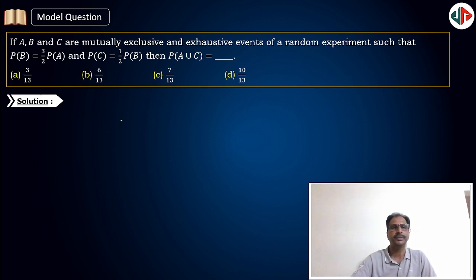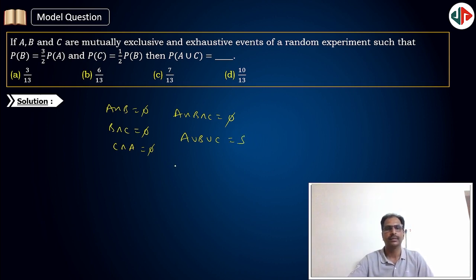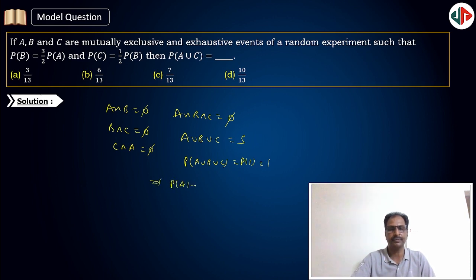Next, A, B, C are mutually exclusive and exhaustive, which means intersections are null sets. A intersection B is a null set, B intersection C is a null set, C intersection A is a null set, A intersection B intersection C is a null set. Exhaustive means the union is equal to the sample space, which means P of A union B union C is equal to P of S, which is 1. And P of A union B union C is nothing but P of A plus P of B plus P of C. All the other terms become zeros.